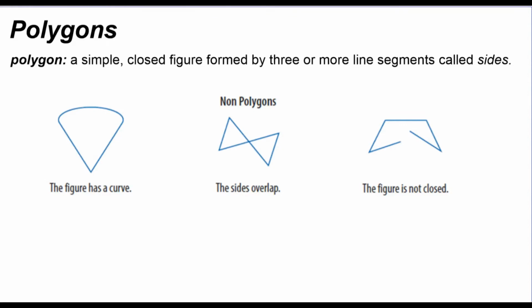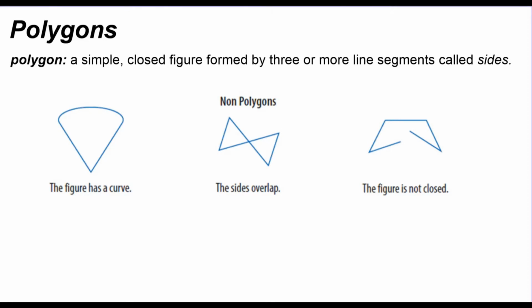Today we're going to talk about polygons, and polygons are simple closed figures formed by 3 or more line segments called sides. Now in the last video we talked about a specific type of polygon called a triangle, and now we're going to talk about all other types of polygons. So what makes a polygon?